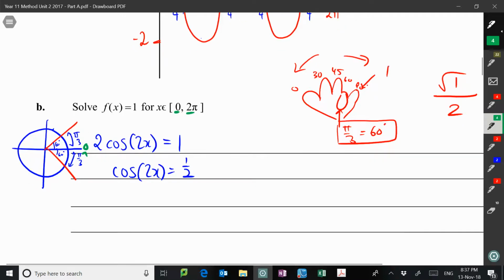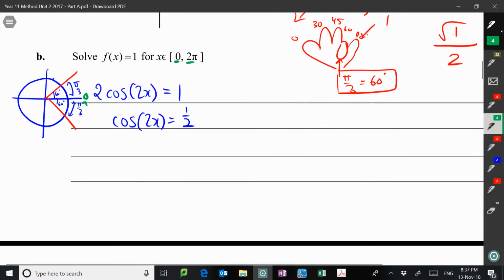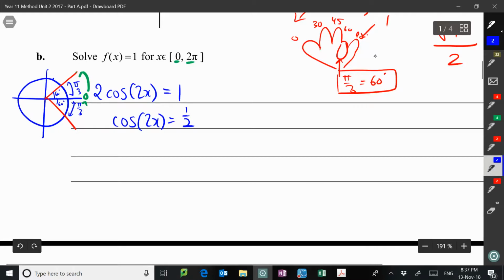Now, let's answer the question. And remember, I showed you 2 different ways to do this. I'm going to show you the long way so that you remember how to do it. Starting from 0, I'm going to move up and I hit my first solution after pi on 3 units. So here we go. I'm going to do 2x is equal to the cos inverse of half. We know it's pi on 3, but remember we have to account for all these solutions. So it was 0 plus pi on 3.